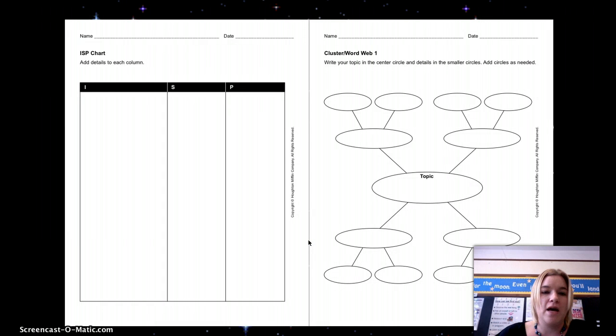These are the graphic organizers I had them use. The ISP is for research. It stands for information, source, and page. And then the cluster web is to set up their paragraphs for their report.